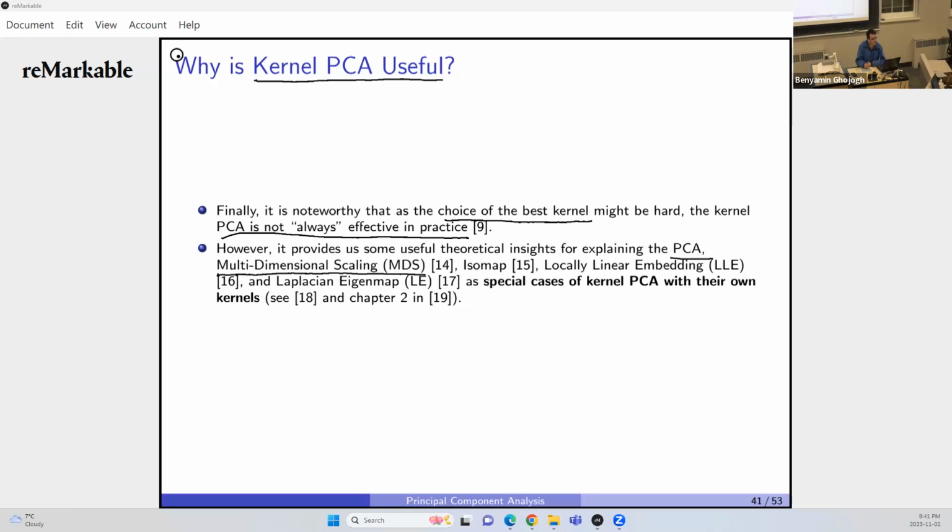For example, PCA itself, MDS (multidimensional scaling), Isomap, locally linear embedding, and Laplacian eigenmap are all special cases of kernel PCA with their own kernels. For some of them the kernels are easy, a simple formula. For some of them you need a piece of code to calculate the kernel. Anyway, they can be seen as special cases of kernel PCA with different kernels. You can see reference 18 and chapter 2 in reference 19, also in our book.